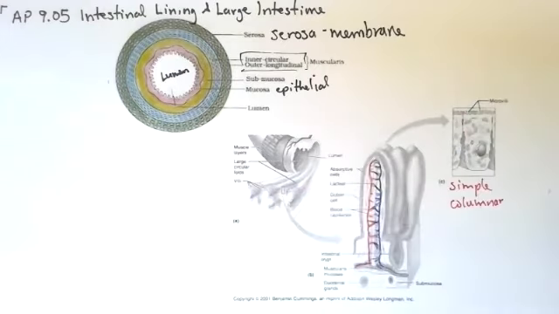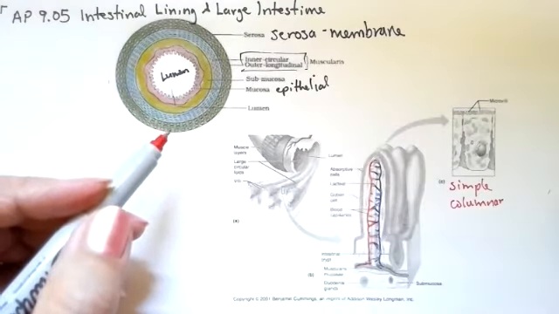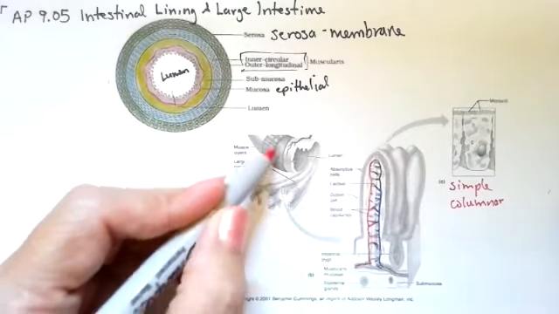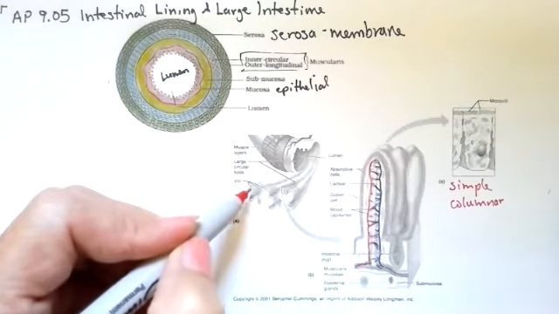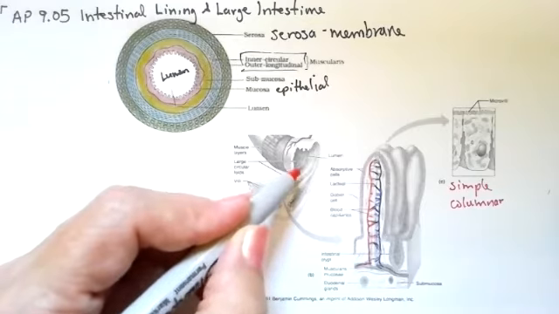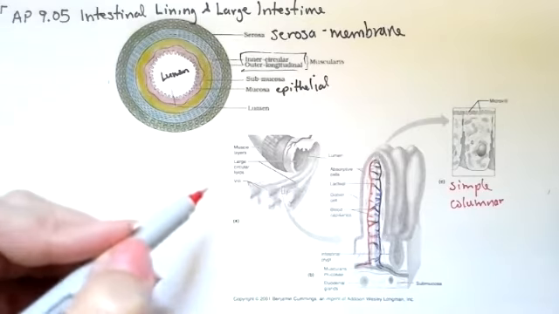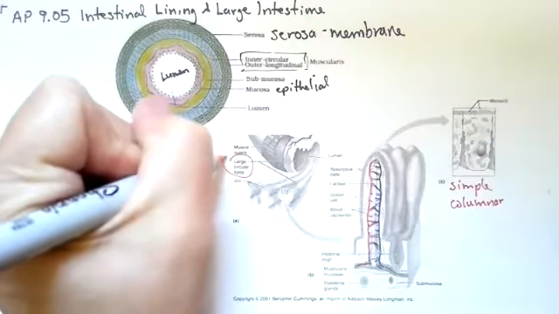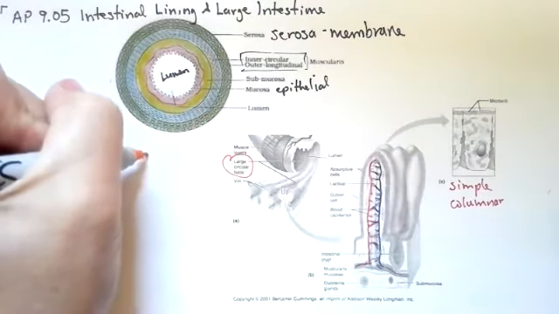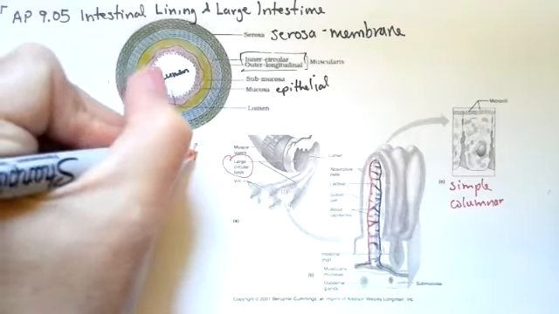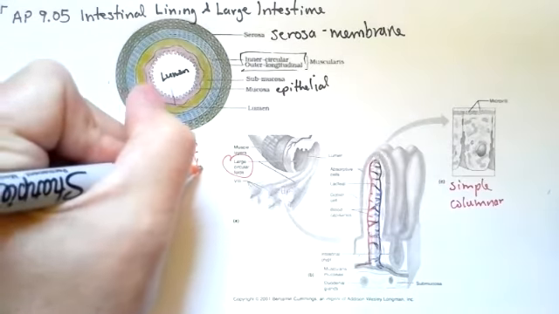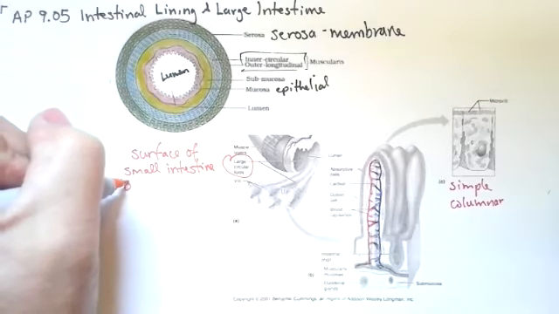But let's zoom out and look at the big picture. So what they've done here, this is a section and this is another view. So here you have your muscle layers. And then they're showing the lumen, and this is going to be your epithelial. So the first thing I want you to notice is that there are large circular folds. So the surface of the small intestine has folds.